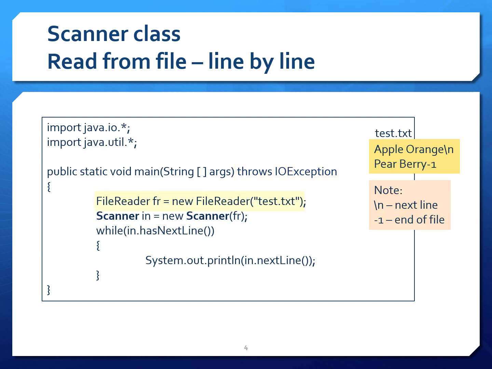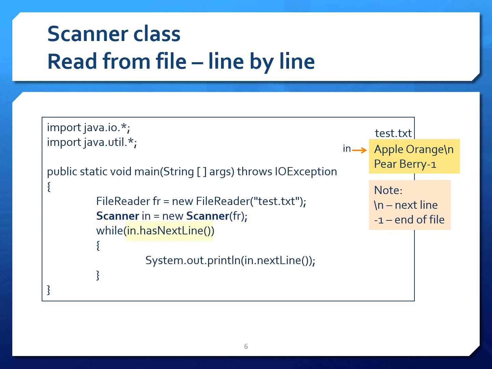First, create a new FileReader object. FileReader will open a file with the given name, in this case test.txt. Next, create a new Scanner object, and pass in the FileReader object. The Scanner object is used to read in the content of the file. The Scanner object acts like a file pointer that points to the file that we want to read.